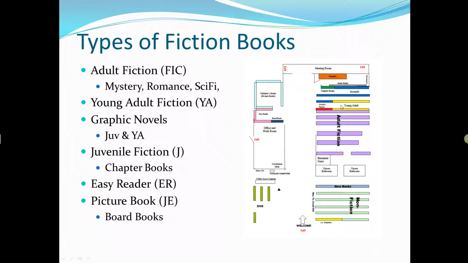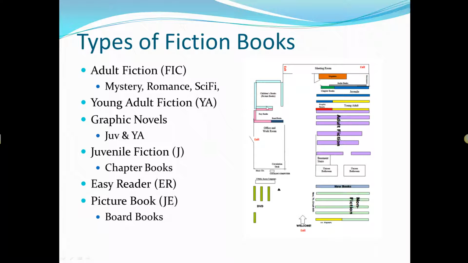Graphic novels have a GN label. We put juvenile and YA together, and that's in this little section at the front of the young adult. Juvenile fiction begins with a J, and that is in this section right in here. Chapter books have the J, but also a chapter book label, and that's in this little section right here by the reading room.